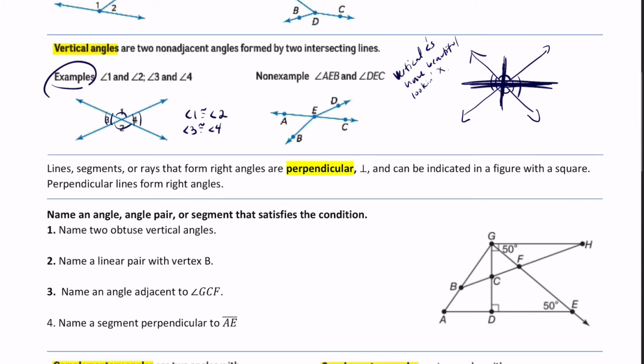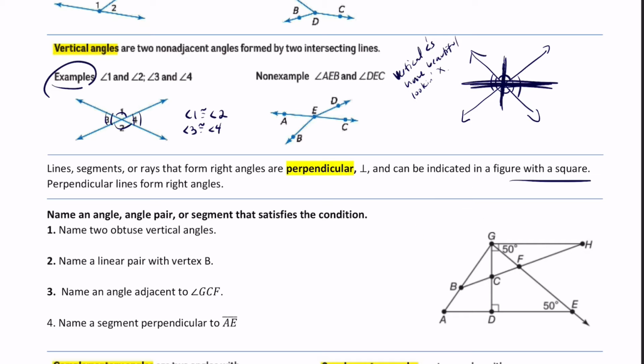Next, lines, segments, or rays that form right angles are perpendicular. You have heard of perpendicular before. It's when we have a line that looks like this, and it's perpendicular to a line like that. Maybe you have something like this, and that's perpendicular, right? And when you have two lines that are perpendicular, they create a 90 degree angle. This square represents that 90 degree angle over there, and it creates right angles.